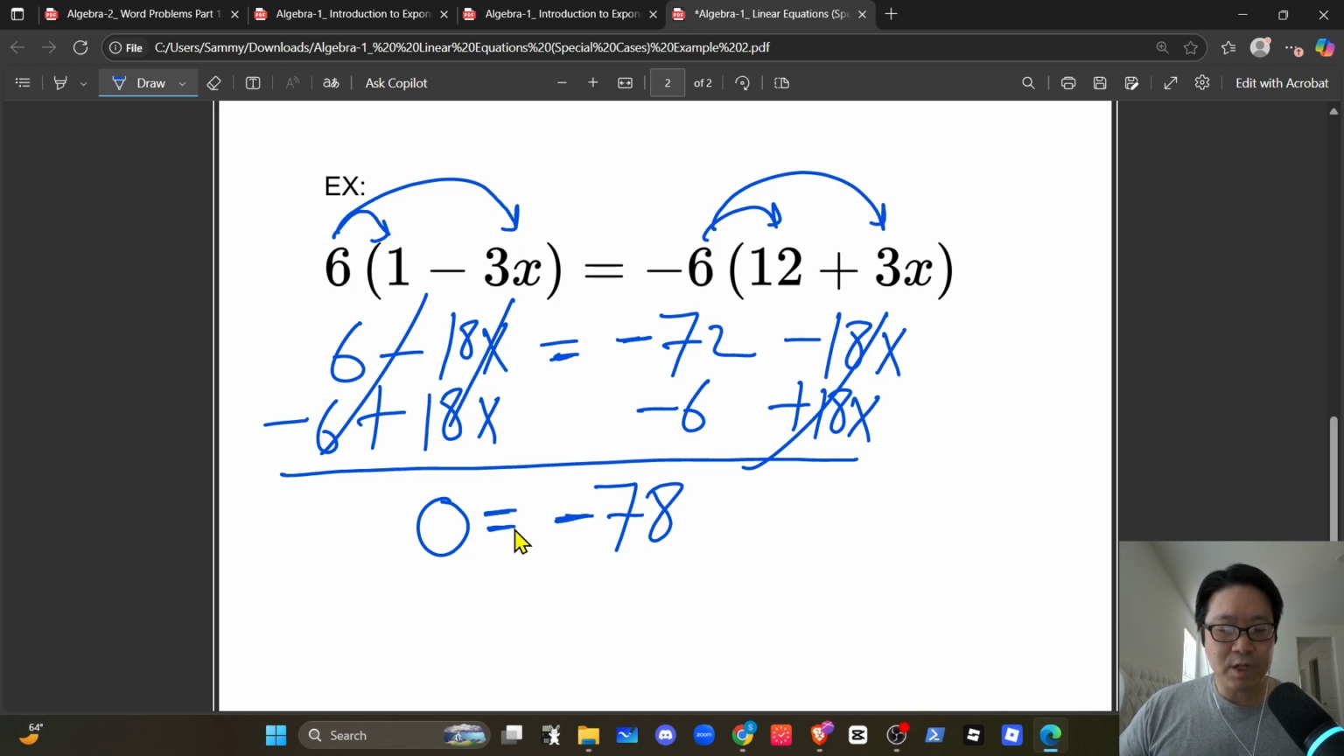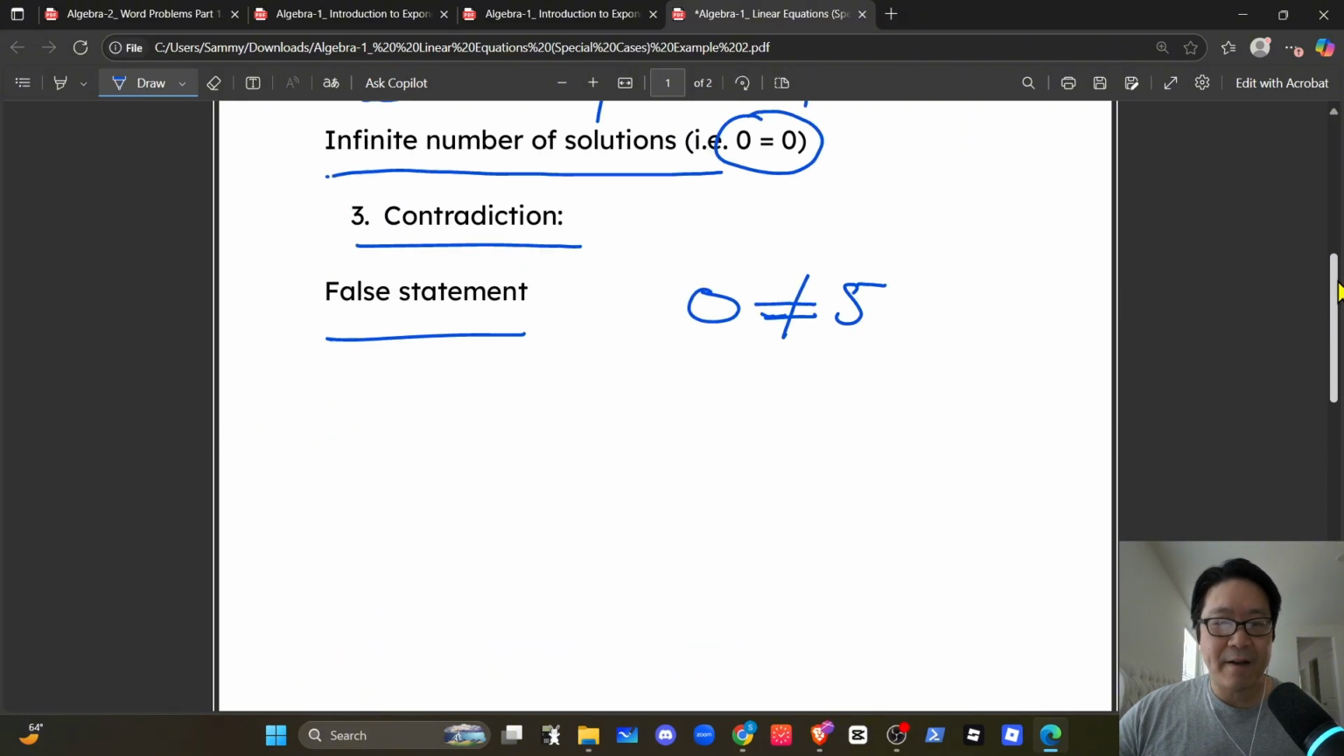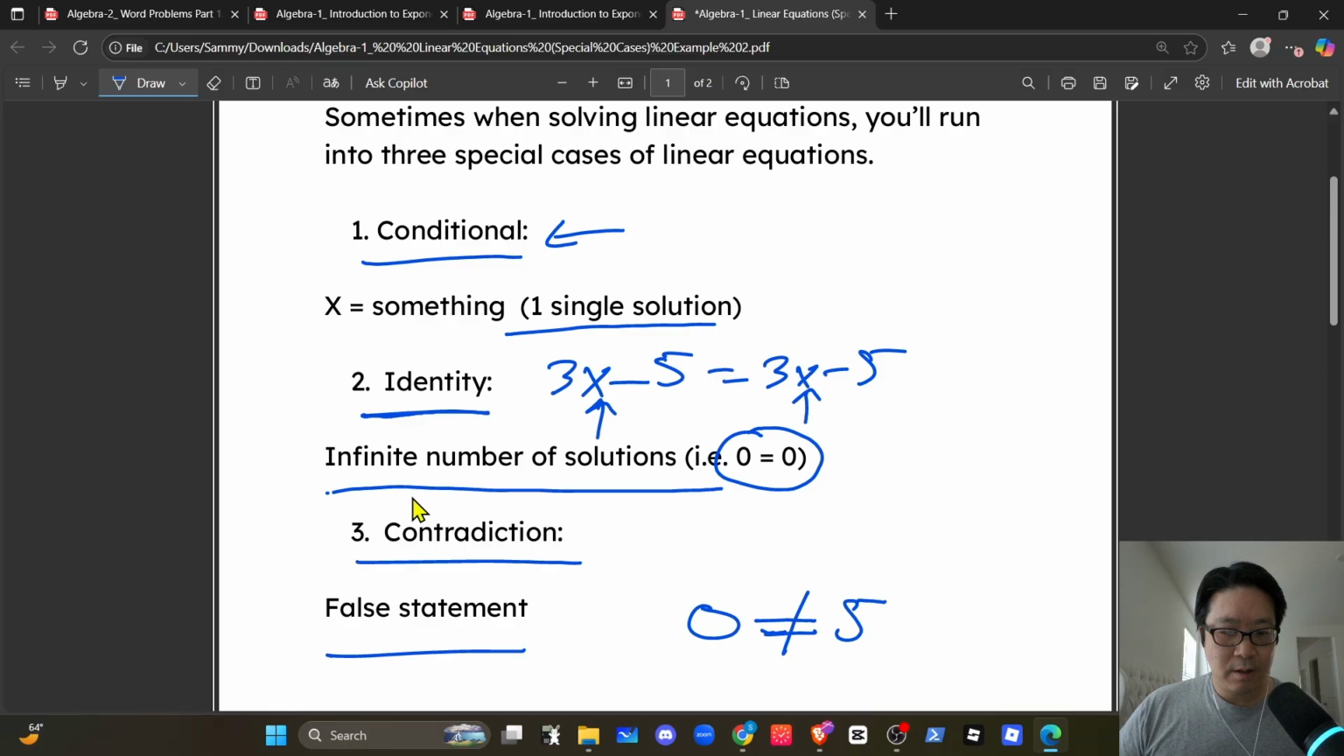And what situation do we have here? We have 0 equals negative 78, which is obviously false. Therefore, what you have here in this situation is called a contradiction.